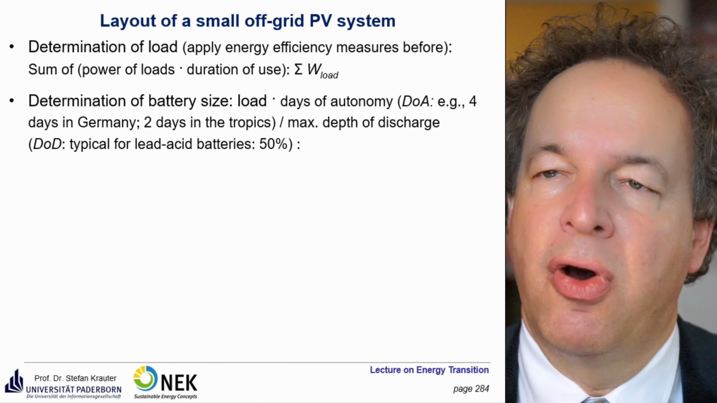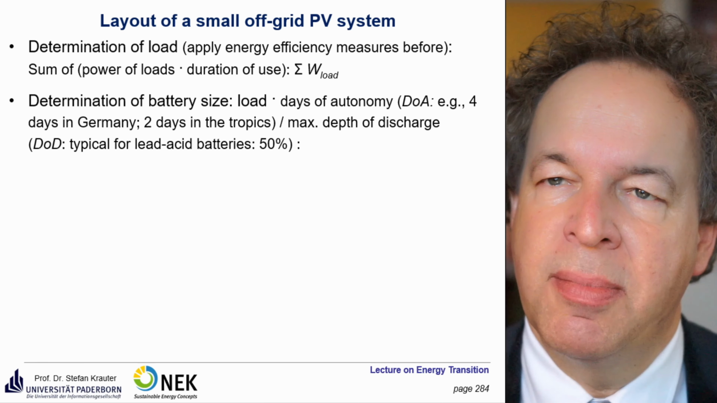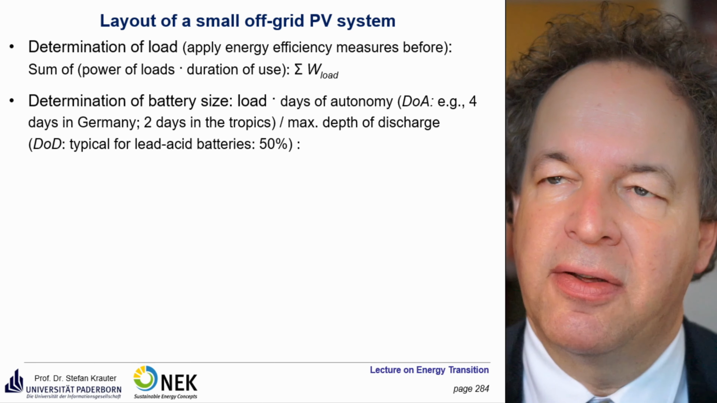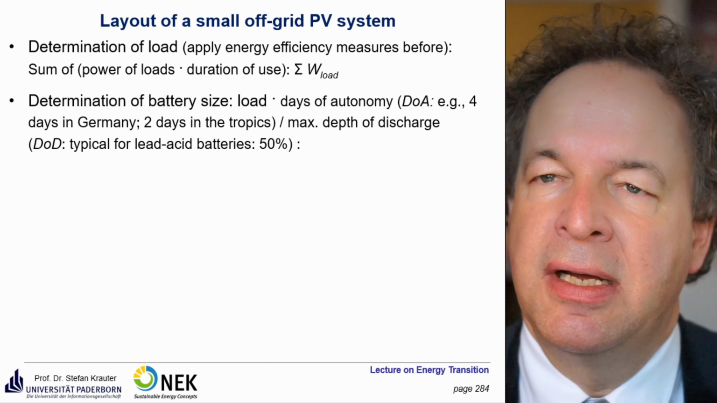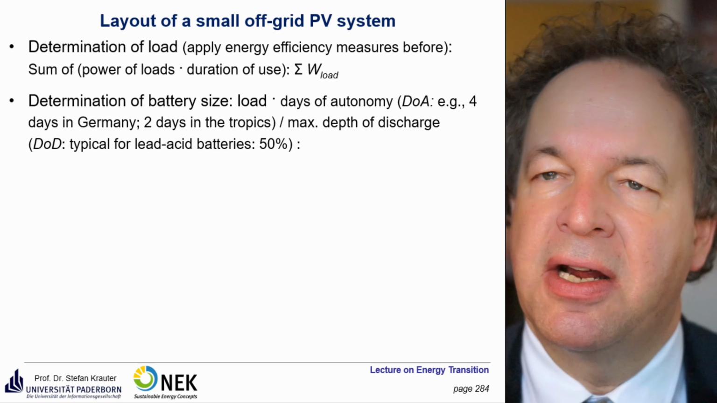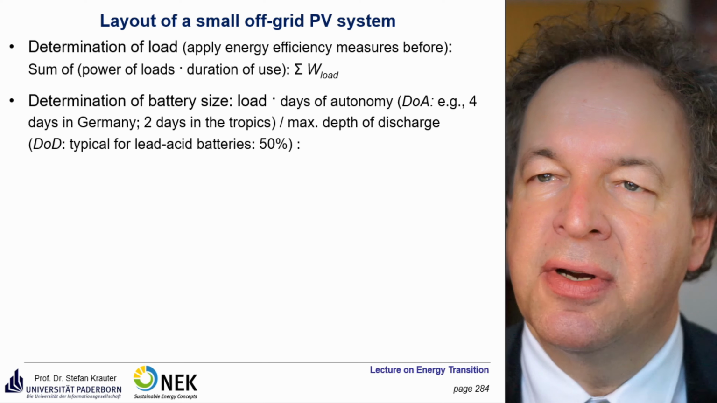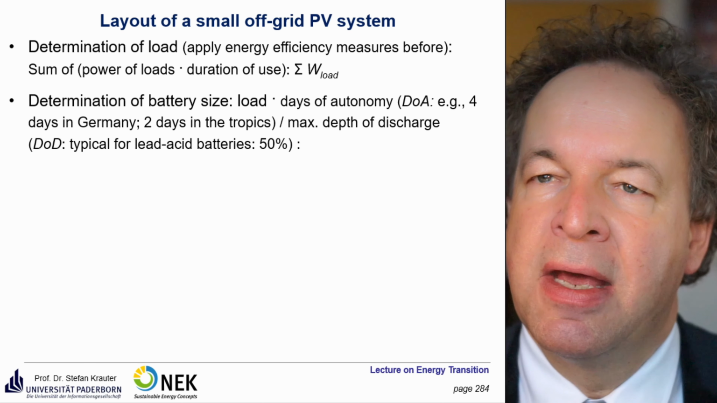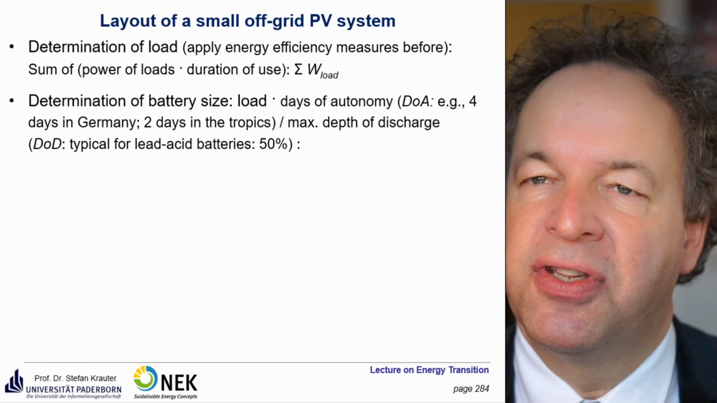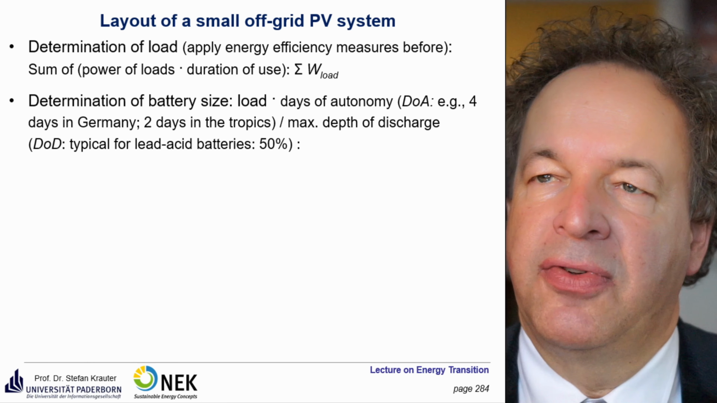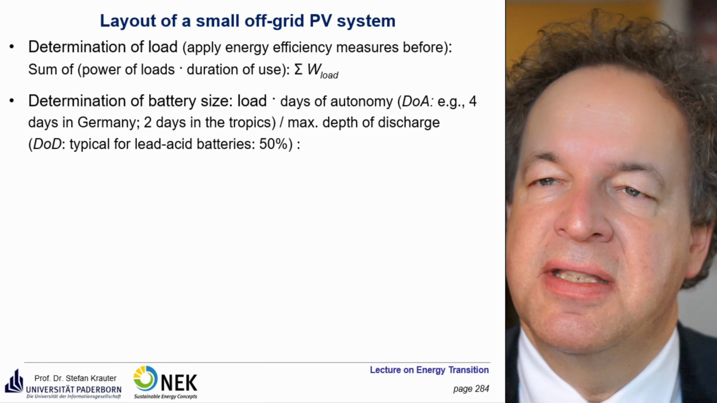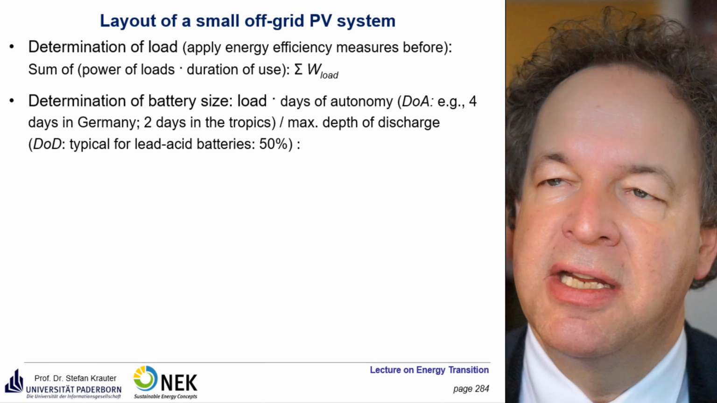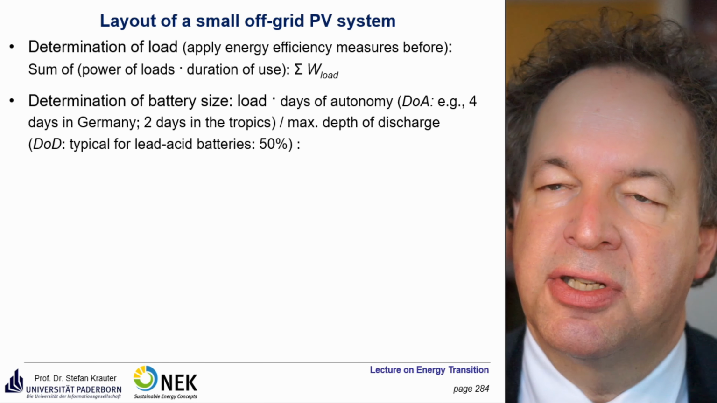For example, as a rule of thumb, you have 4 days in Germany and 2 days in the tropics. It depends how long bad weather periods take and so on. It's really not completely a night there. You still have some production even at bad weather, but you can apply 4 days in Germany and 2 days in the tropics. Then you have to take care of the maximum depth of discharge. For a lead-acid battery, if you want to have an acceptable lifetime, it's in the vicinity of 50%. If you go to the lithium-ion battery, you can still use 80 or 90% of the battery's charge.